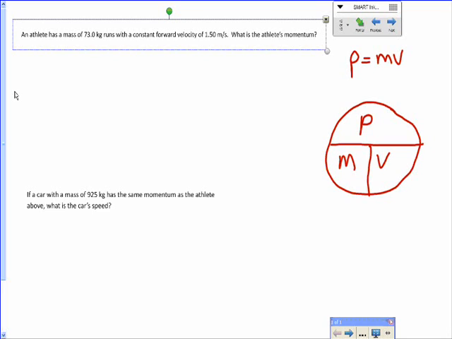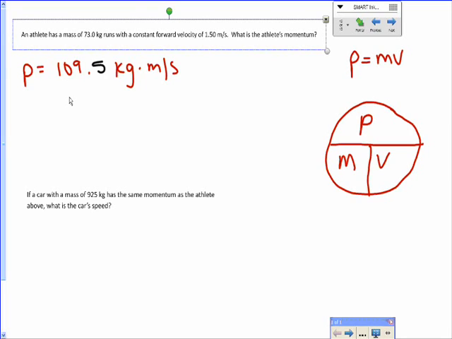An athlete has a mass of 73 kilograms, and that athlete runs with a constant forward velocity of 1.5 meters per second. What is the athlete's momentum? So all you should have done was multiply 1.5 times 73, which should have given you a momentum of 109.5 kilograms times meters per second. Now, if you did not get this right, give me 1 second and I'm going to come and work these problems out. But if you did get them right, that way you could go ahead and move on.